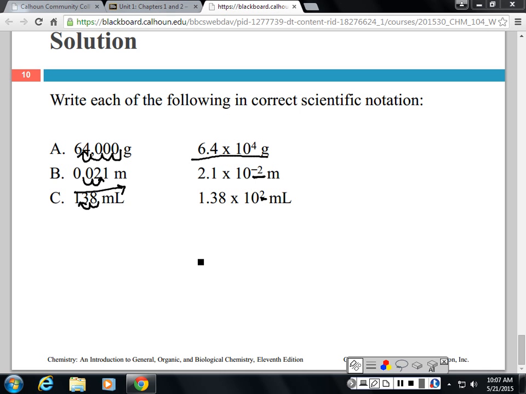So that power there is based on how many times you moved your decimal either to the left or to the right.